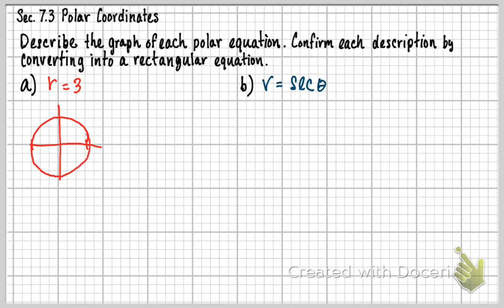of radius 3. Because my r is 3, and that's what it's saying. For any theta, my r is 3. So I'm actually going to get a nice circle here, and that's what I can see right away. So now what we're going to do is turn this into rectangular form.